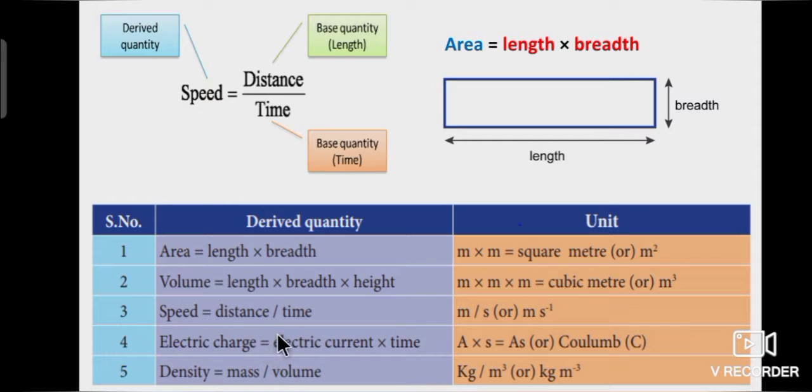Then electric charge is equal to electric current into time. Then unit of electric charge is coulomb. Then density is equal to mass divided by volume. Then unit of density is kilogram per meter cube.